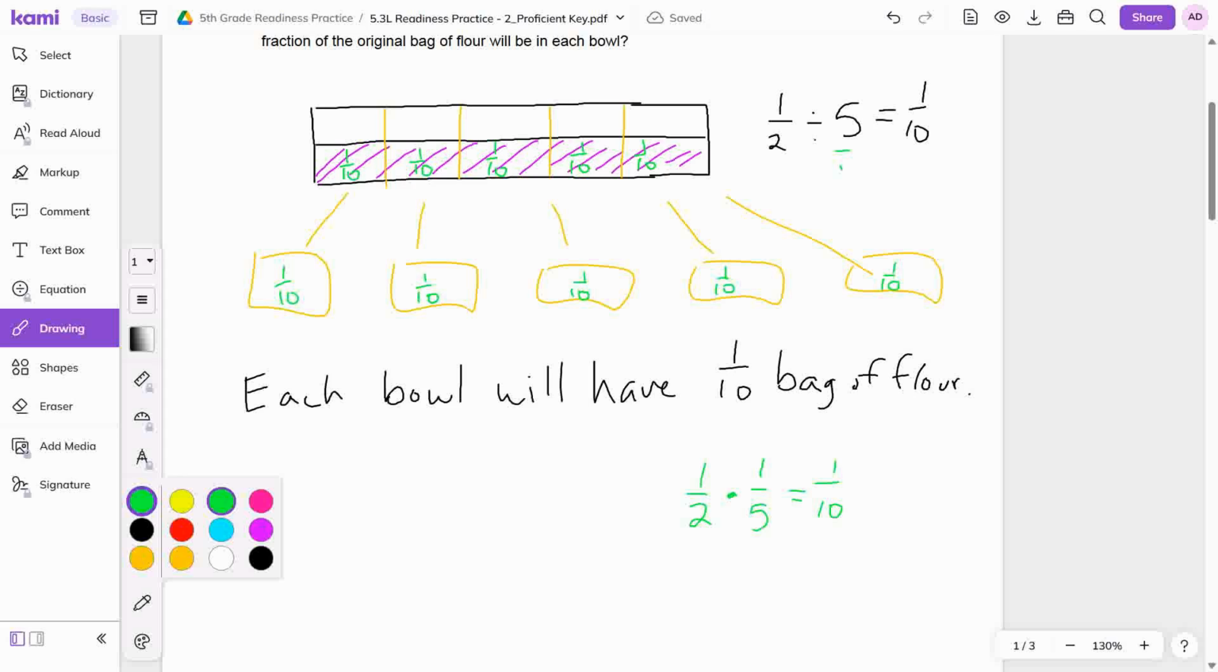So you can do it with a picture, or when you're dividing, you can end up multiplying by the reciprocal. That works as well.